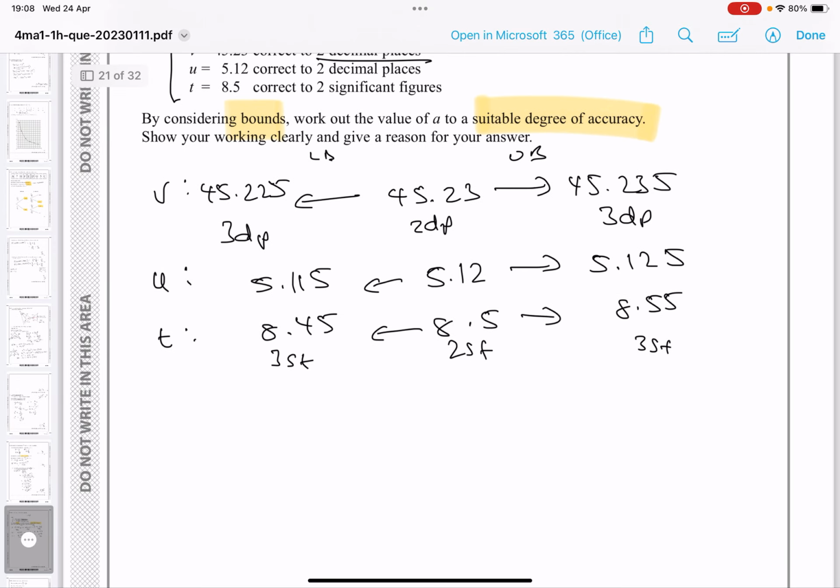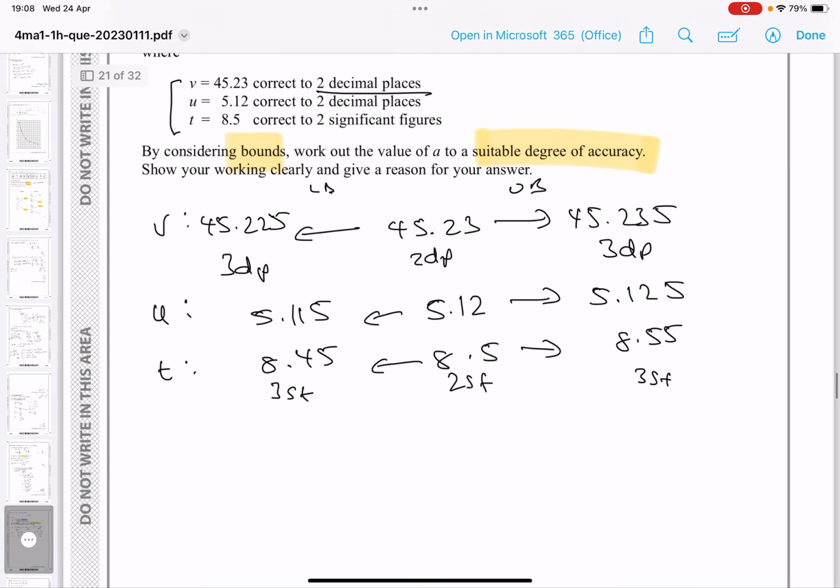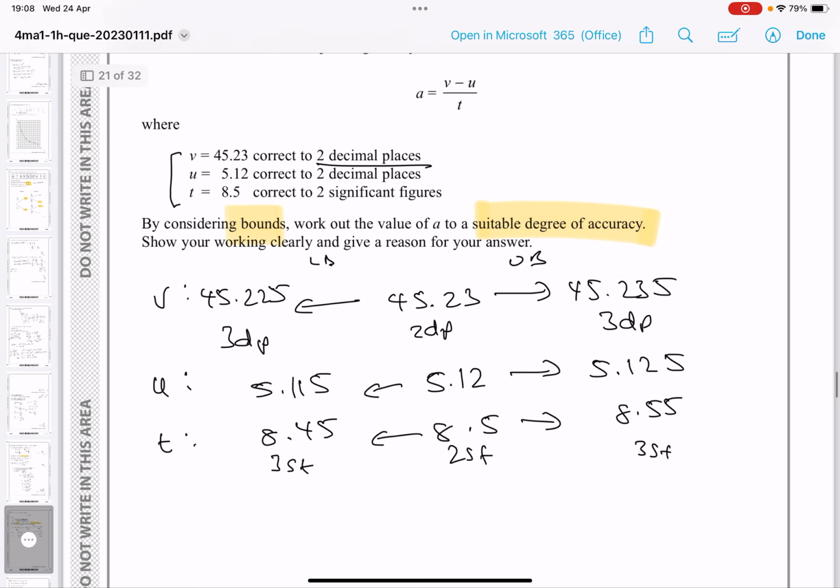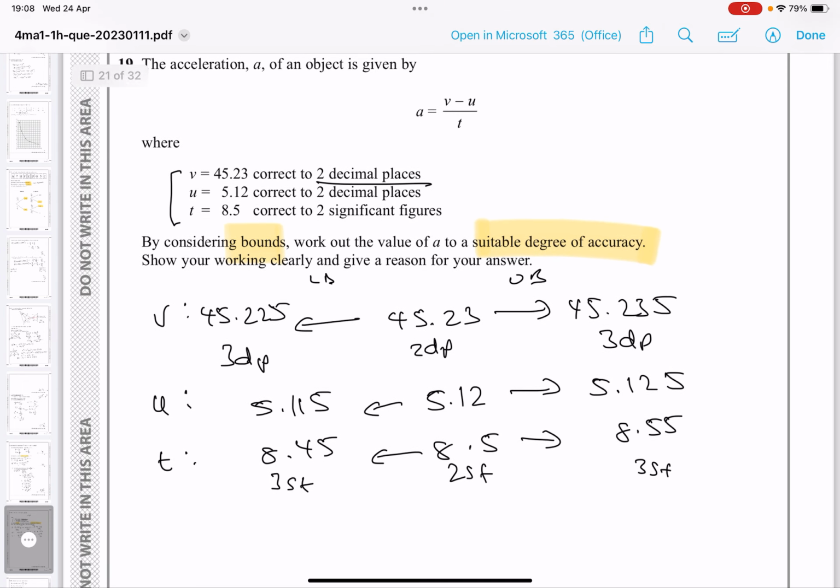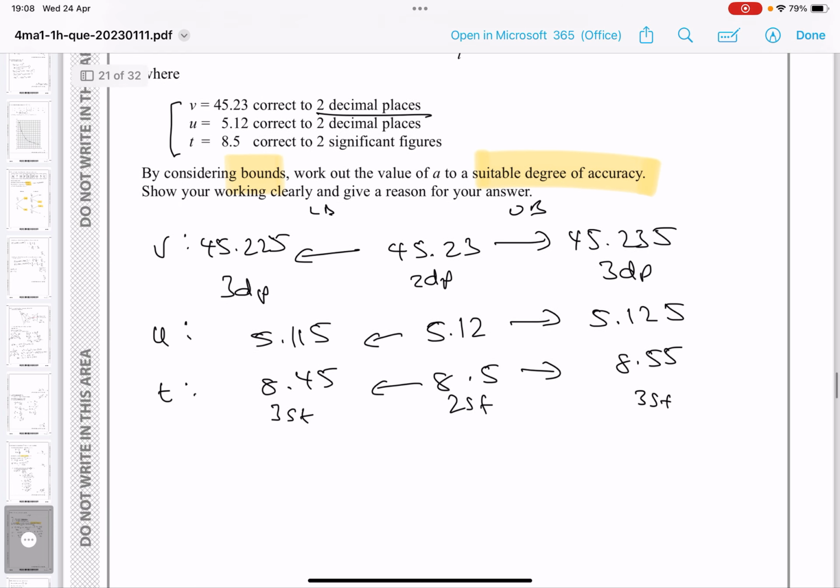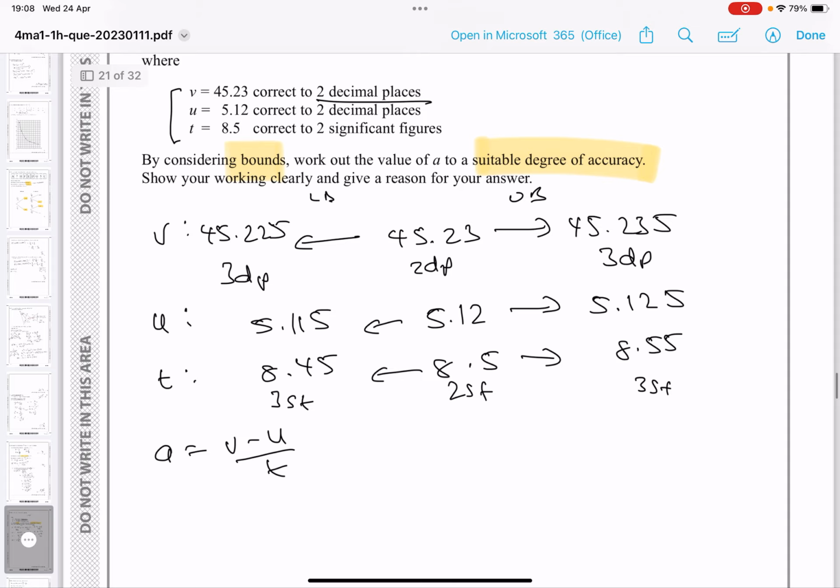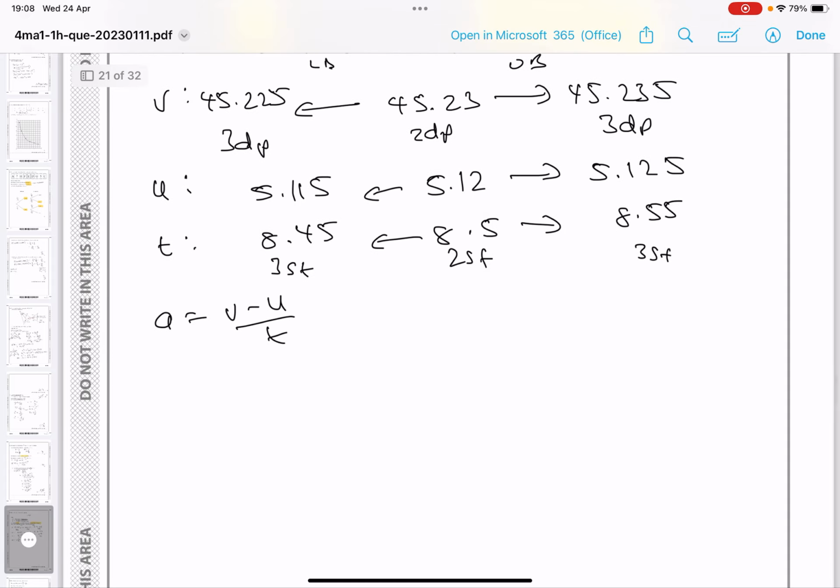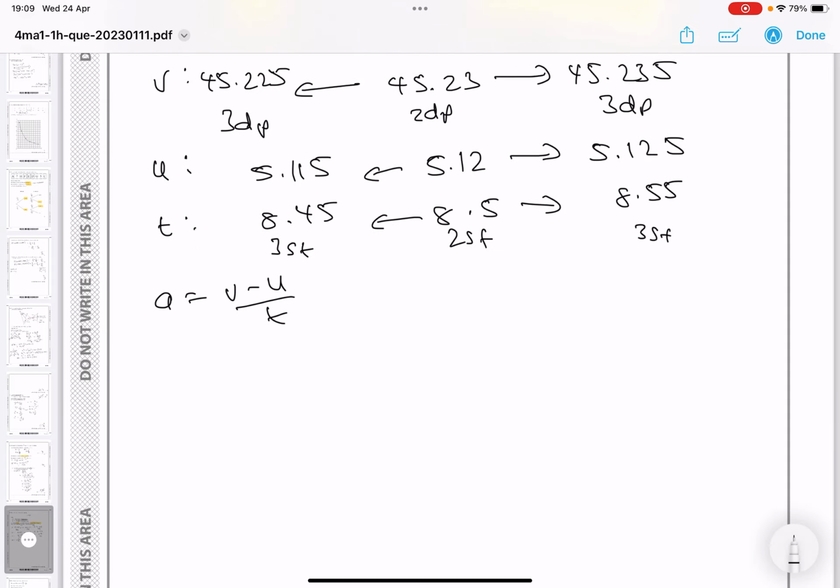Now, as I mentioned earlier, what we need to do now is work out the upper bound and the lower bound to work out the value of a to a suitable degree of accuracy. Okay, so a equals v minus u divided by t. Let's rewrite that formula. And let's start off by working out the upper bound of a. So upper bound of a.